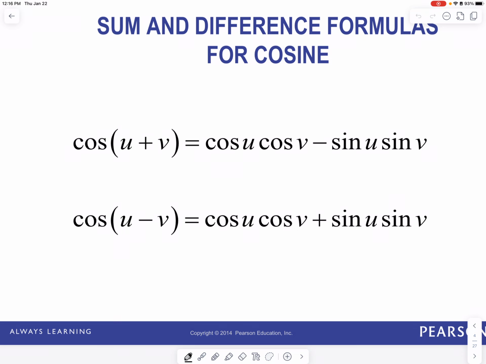So sum and difference formulas for cosine. Double cosine, and the signs are opposite. If we have u plus v, it's cosine u cosine v minus sine u sine v. And if we have the cosine of u minus v, it's the double cosine, but then it becomes plus. All right, let's see it in action.